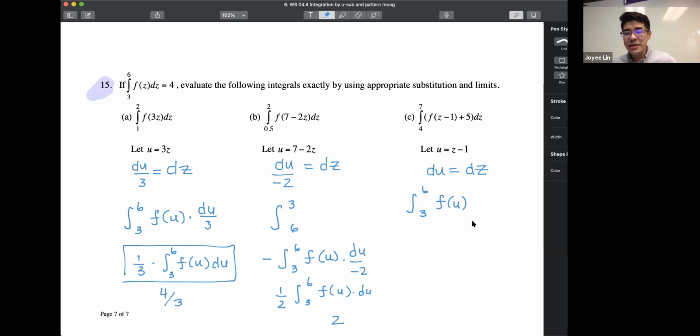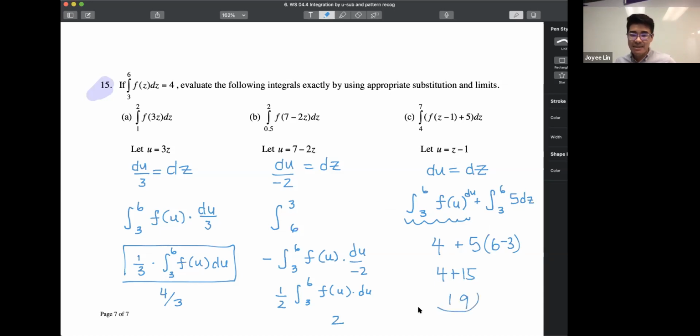And then since we have an addition inside our integral, we can split it up into 2 separate integrals. Integral 3 to 6 of 5. This one can be in terms of dz. This one will be in terms of du, right? This one is just the area 4, right? And then when we have this one, it's 5. And when we take the integral of 5, it's just the difference of the bounds. So this one's 4 plus 15 is equal to 19. 4/3 to 19. Any questions there?